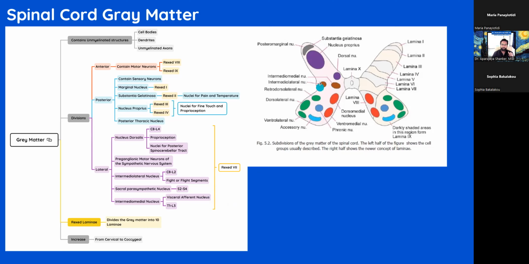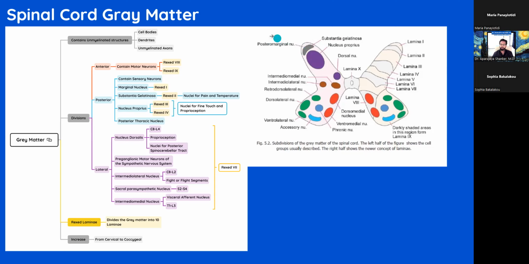Now, when you look at the posterior section, you will see that it contains sensory neurons. And those sensory neurons are like the marginal nucleus, this one. You have the substantia gelatinosa, this gray part, right? Then you have the nucleus proprius and the posterior thoracic nucleus. Now, the substantia gelatinosa, this gray bit here, is completely responsible for both pain and temperature.